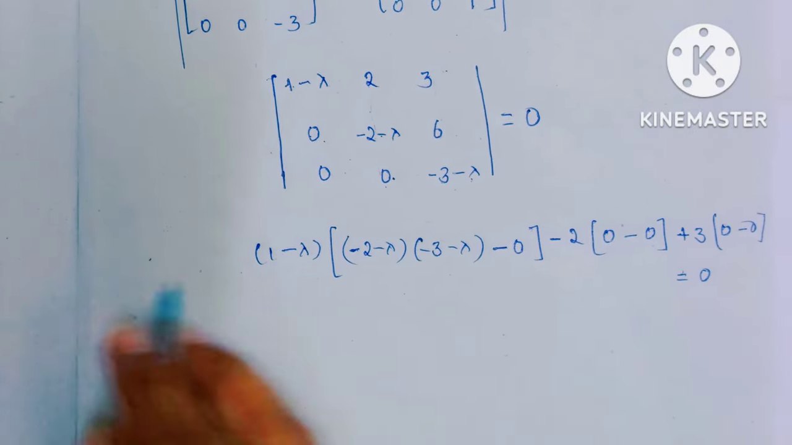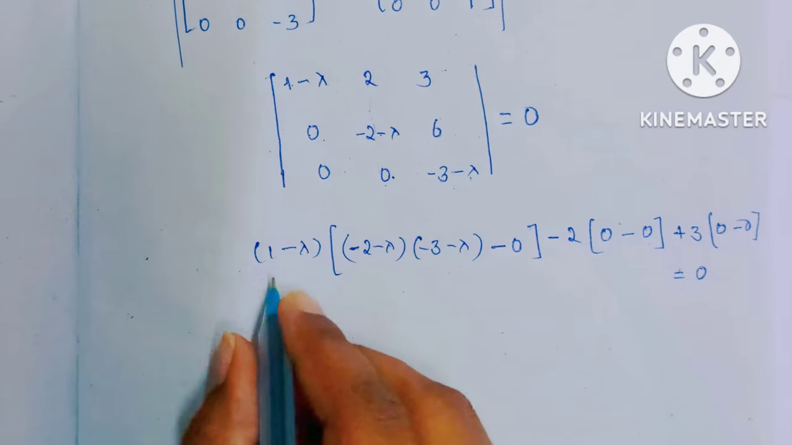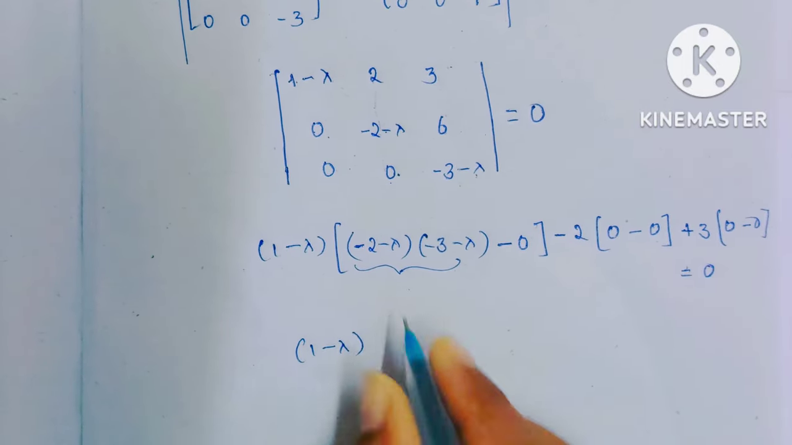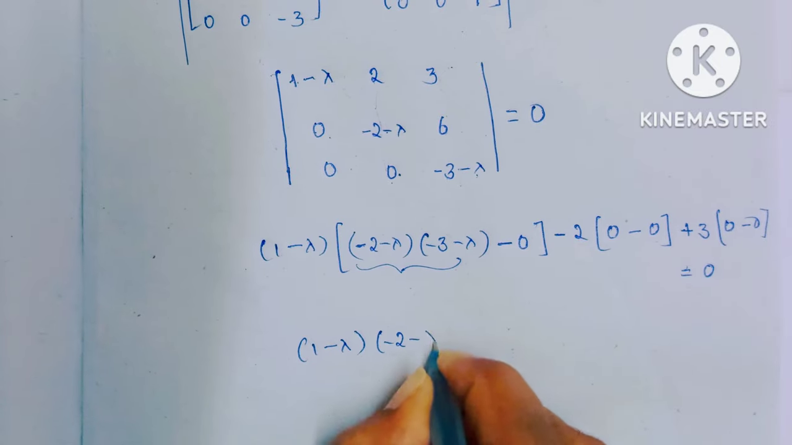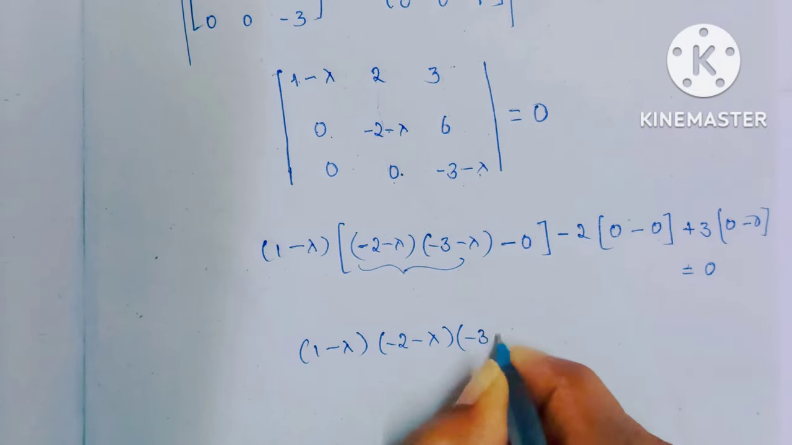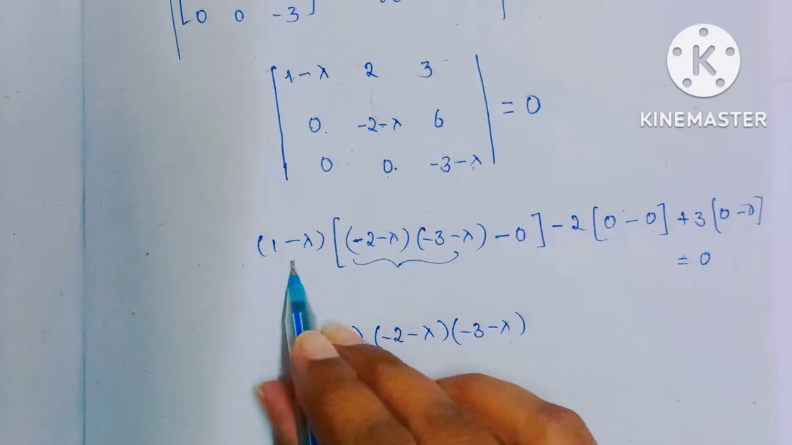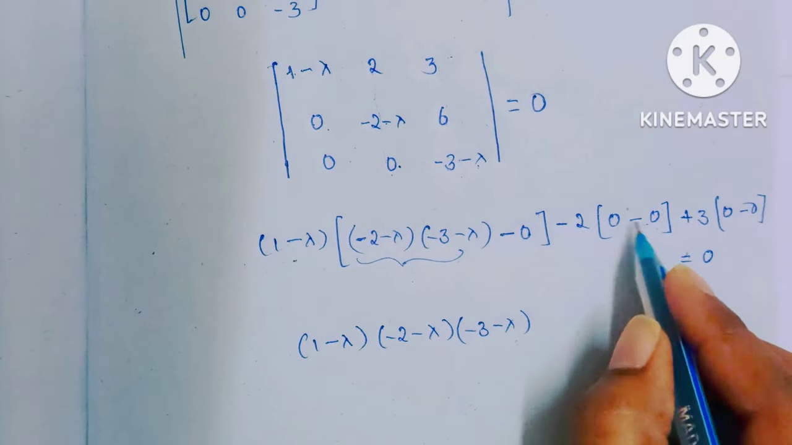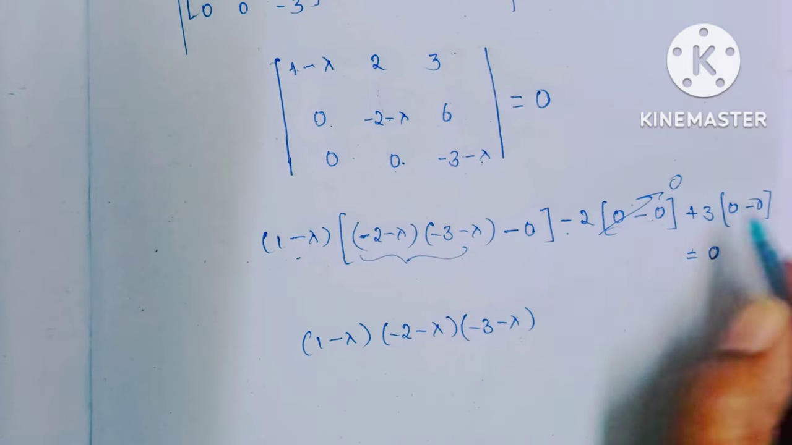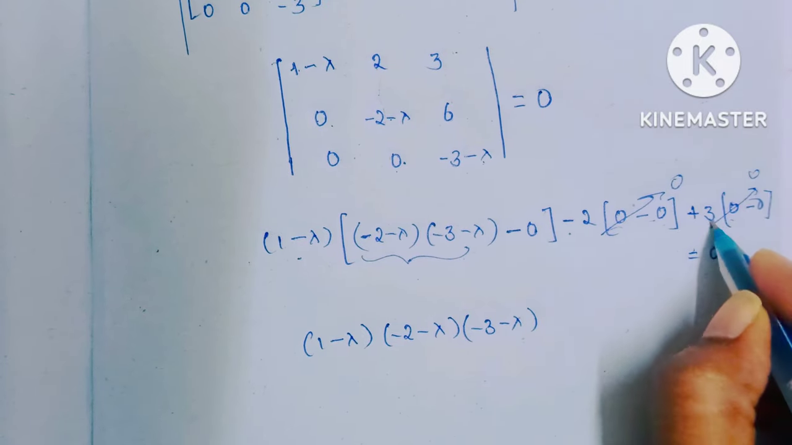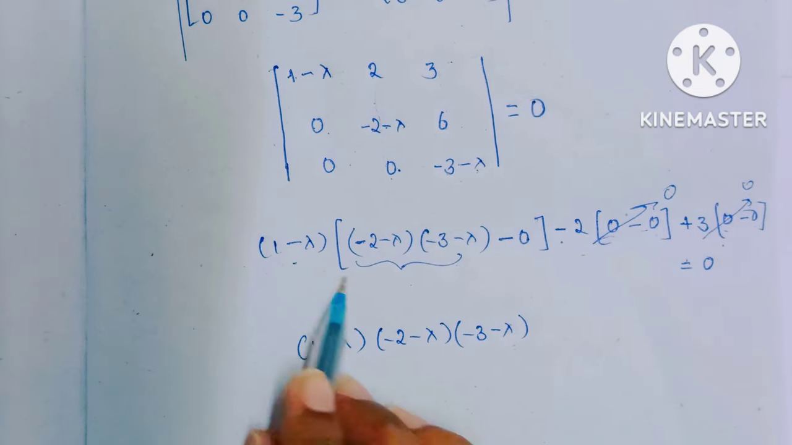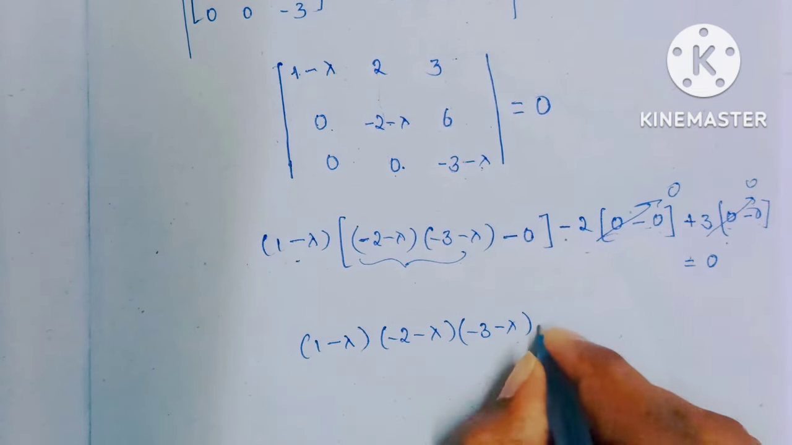If you calculate this, we get 1 minus lambda into minus 2 minus lambda into minus 3 minus lambda. Then minus 2 into 0 minus 0 is 0, so 0 into something is 0, and 0 minus 0 is 0. So these two terms get cancelled, and this first term is remaining.